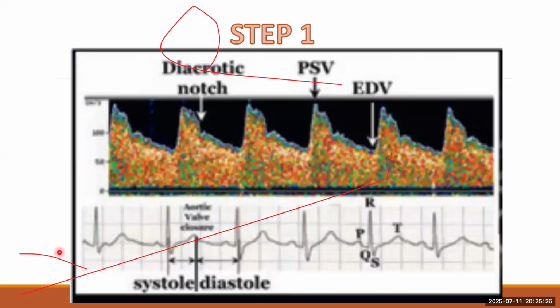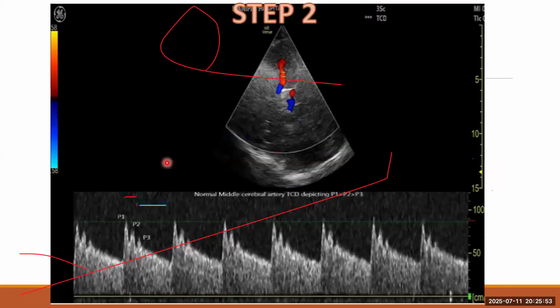So step one being identification of the systole and identification of the diastole. When we put it in conjunction with the ECG tracing, we can see that the systole lasts for 1/3 and diastole lasts for 2/3, and this is how the tracing reflects. We can see P1, P2, and the dicrotic notch, and P3 follows. So post dicrotic notch, diastole follows.